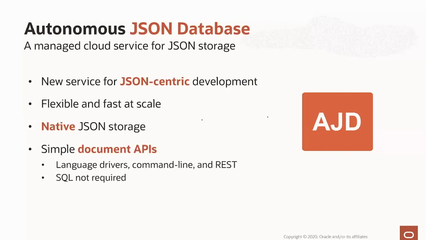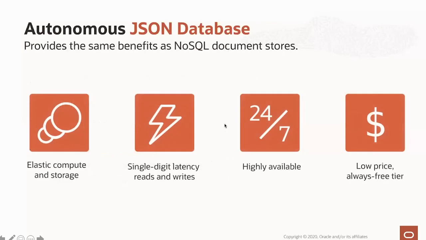And when it comes to interacting with AJD, we've added simple document APIs that make it easier than ever to persist your application objects as JSON. So using these APIs, you can build up an entire app without ever having to write a single line of SQL if you don't want to. And AJD provides all of the same benefits that are typically associated with NoSQL document stores. For example, you might be surprised to learn that it's elastic, meaning that you can scale up or down the compute and storage capacity of your database as you need to.